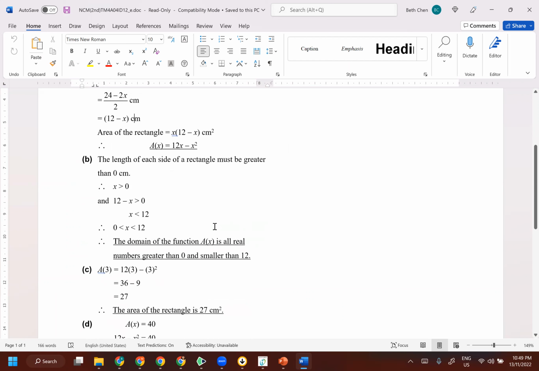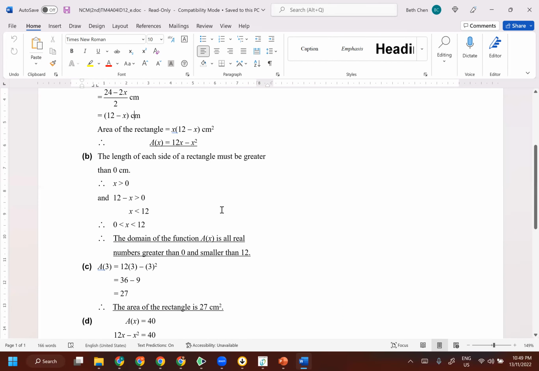Okay? Now, part B, what is the domain? The domain, you see, obviously, this is one constraint, right? Where do you get that? Because it's a length, right? You get it from the actual real meaning of x. And the second one, the other side must be positive, right? How do you know that? Because you have to search for it.